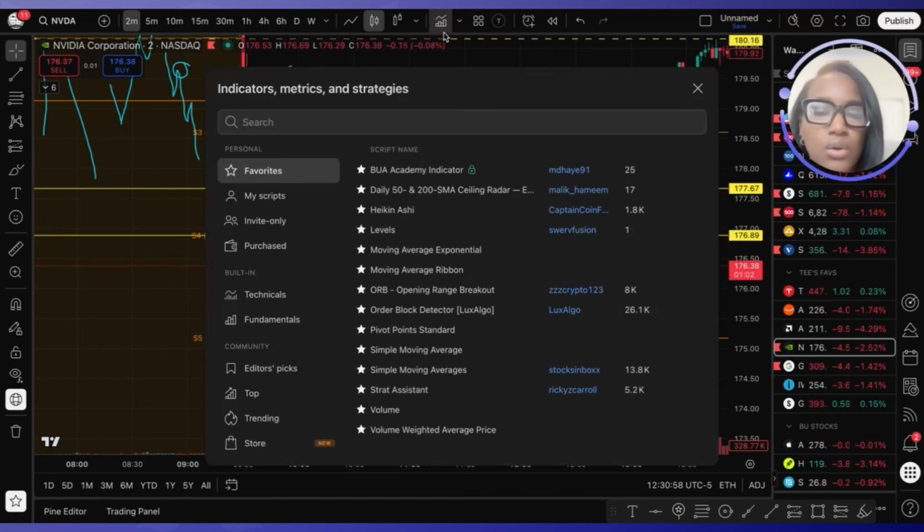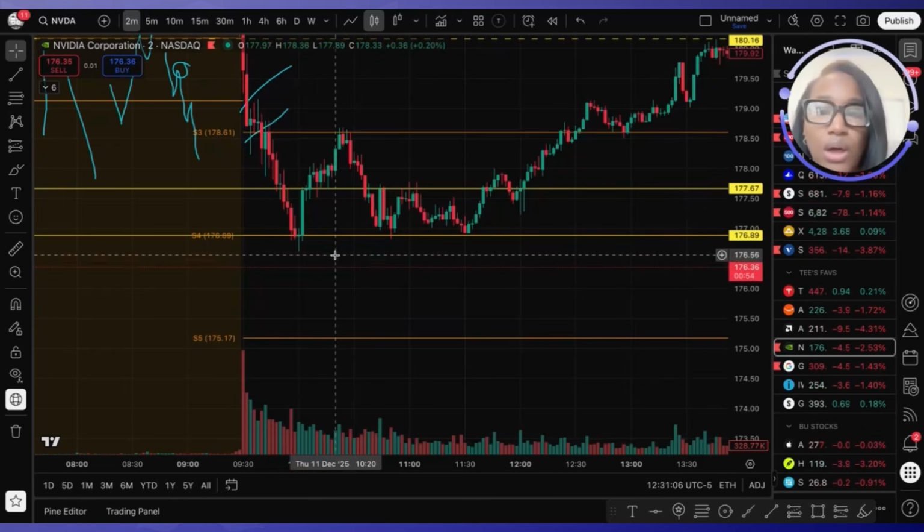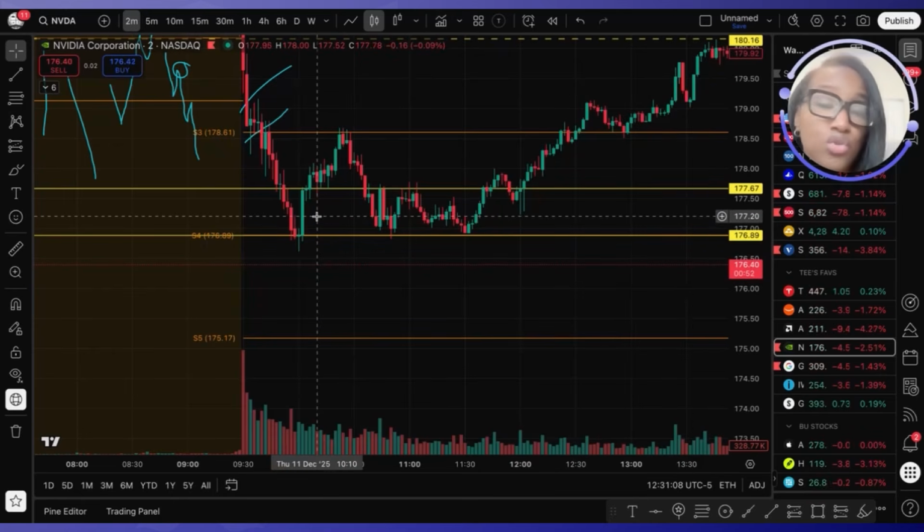So if you wanted to know what that pivot point standard looks like or what that indicator was, simply type pivot point standard on your indicator finder and you will add that to your chart. That will be super helpful to you if you're unable or uncomfortable with drawing levels in the beginning, because as you can see, this was a great reaction.